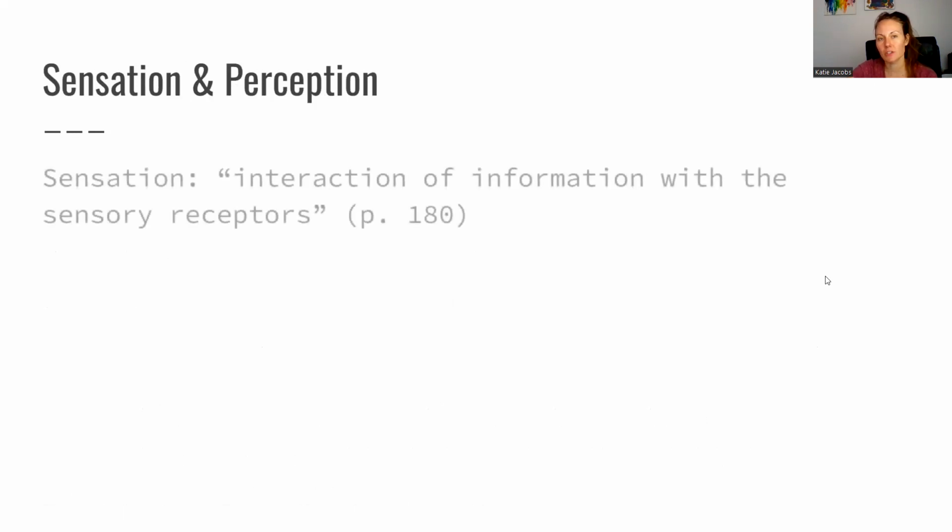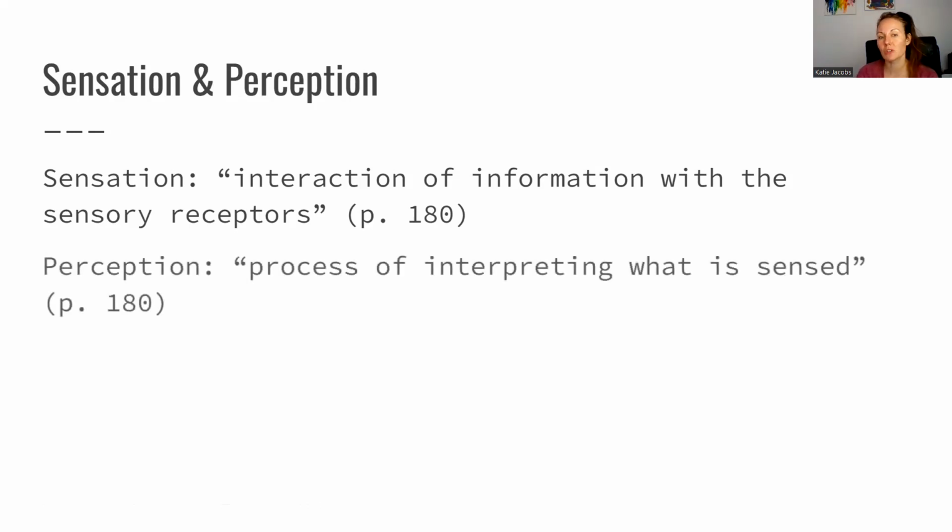So the book talks about sensation and perception just a little bit. You can actually take an entire semester class on this. We offer it here at UCM. But sensation is the interaction of information with the sensory receptors, while perception is the process of interpreting what is sensed. And it's really interesting if you start studying our perception of time or our perception of sound or sight, that the way that we understand and interpret things, our brains do, isn't actually reflective of what's happening in reality. And you can get into a whole class on this.